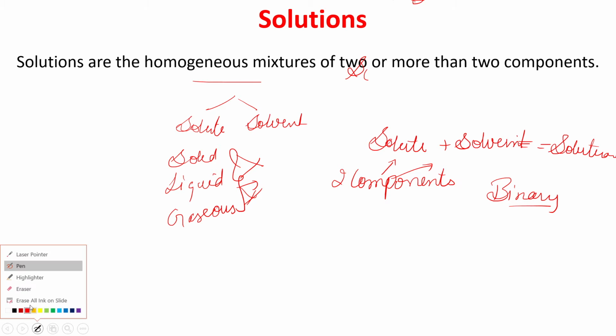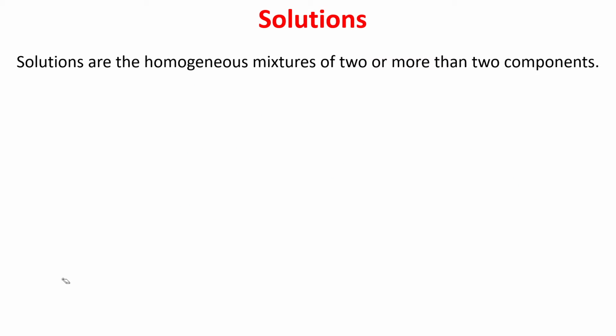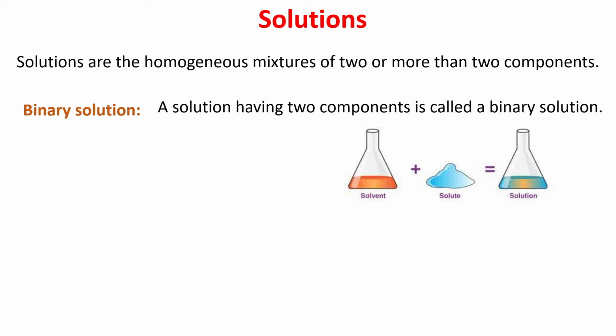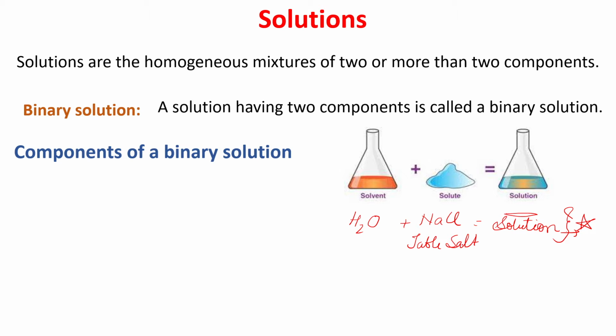Coming to the components of a solution, if it contains two components, it is called a binary solution. A binary solution is defined as a solution that contains two components: one is the solvent and the other is the solute. An example could be water as the solvent and sodium chloride, that is table salt, as the solute. If we add sodium chloride in water, we get a solution of salt water. That is called a homogeneous solution, as it will be completely miscible.